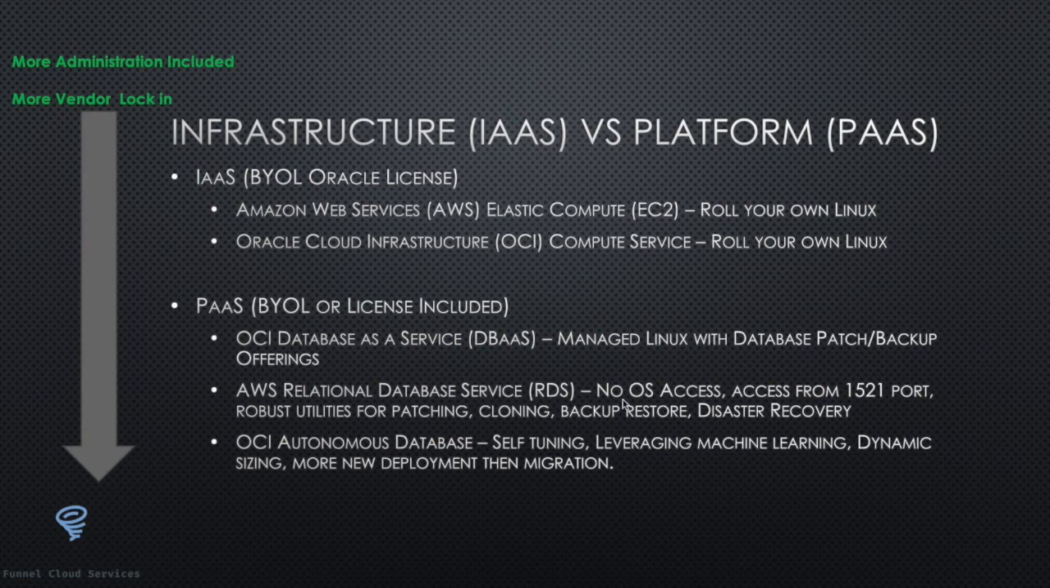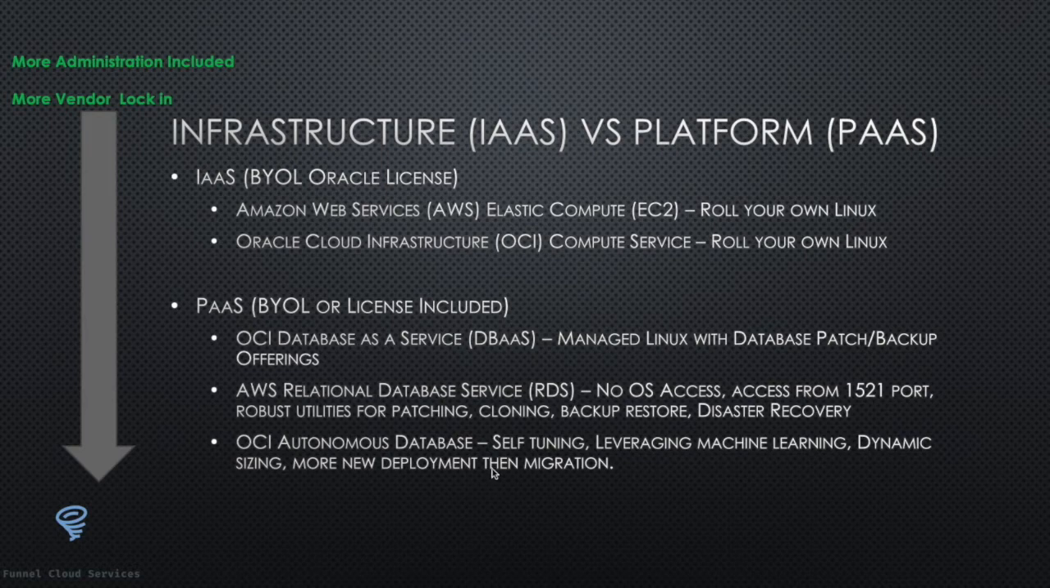The next step in is AWS's RDS. That's no OS access, so it's purely access through the listener port. It's got some nice utilities for patching, cloning, backing up, restoring, and disaster recovery as well. It allows you to go to two different availability zones really cleanly. But you are living just on that listener port. So you can get database directories, but you're going to be calling Data Pump imports through SQL. Once you get your head around it, it's not that big of a deal.